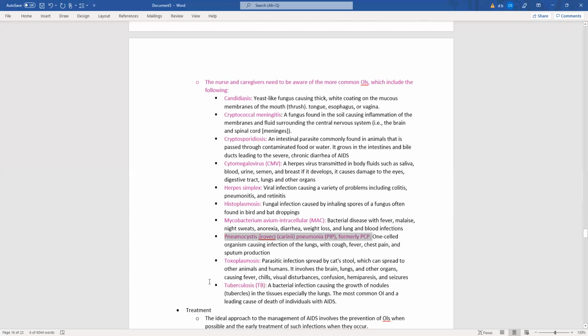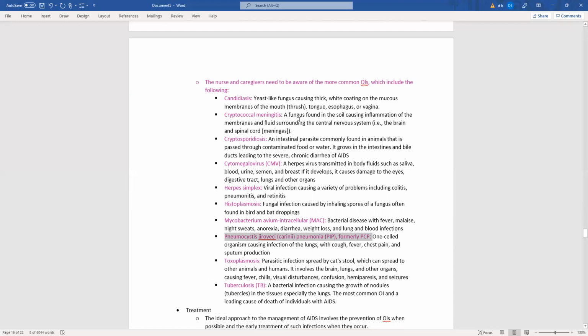Study this, and know what they do. We know this is the yeast-like fungus causing thick white coating on the mucous membrane of the mouth, thrush, tongue, esophagus, or vagina. That's the candidiasis. Look, I be messing these words up, but let's keep going.